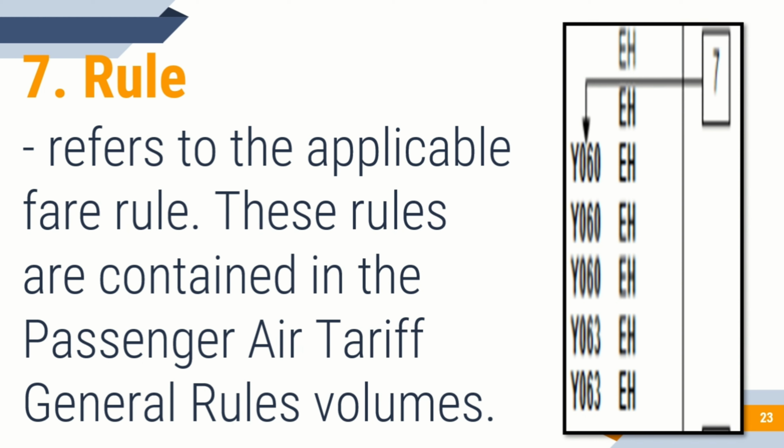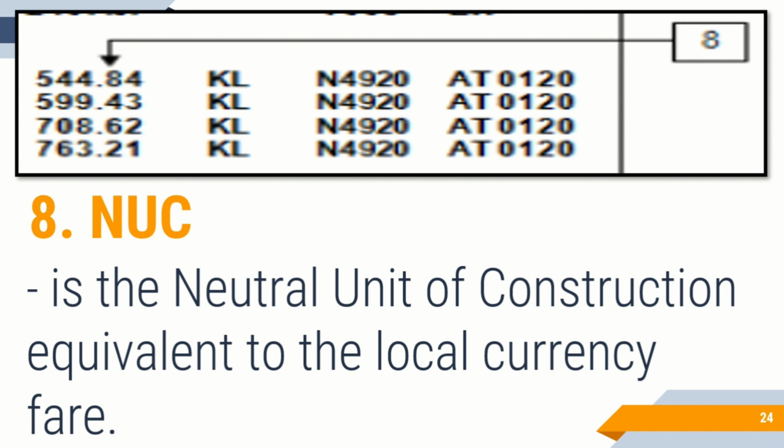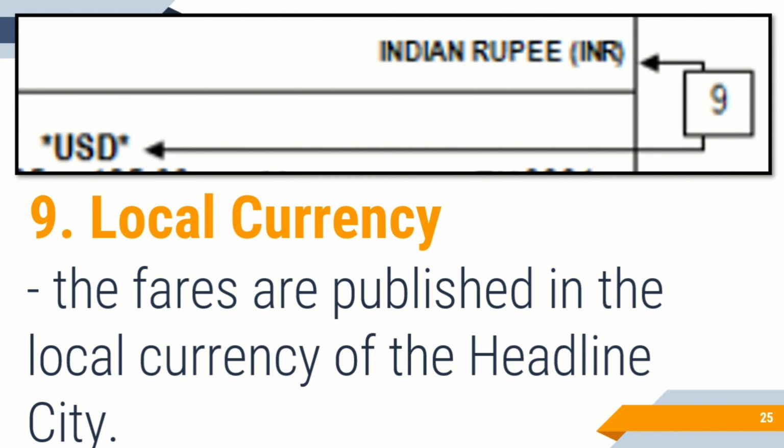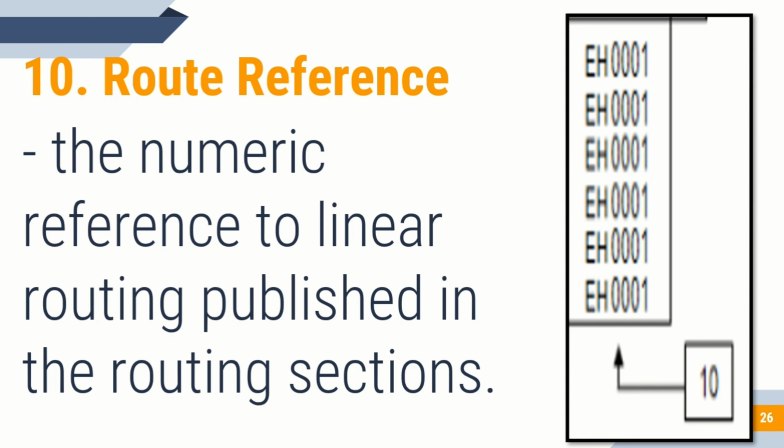The eighth is the NUC. NUC is the neutral unit of construction equivalent to the local currency fare. The ninth part is the local currency. Local currency, the fares are published in the local currency of the headline city. The tenth and last part of the PAT is the route reference. Route reference is a numeric reference to linear routing published in the routing sections.